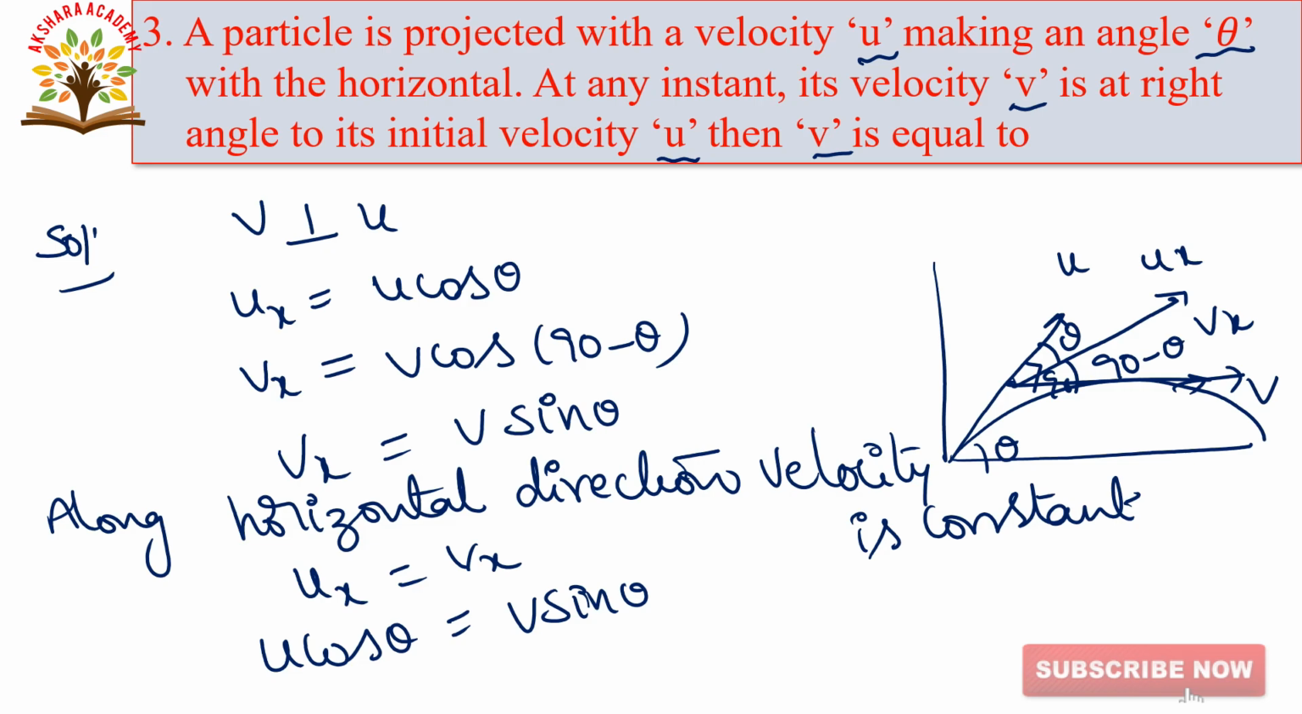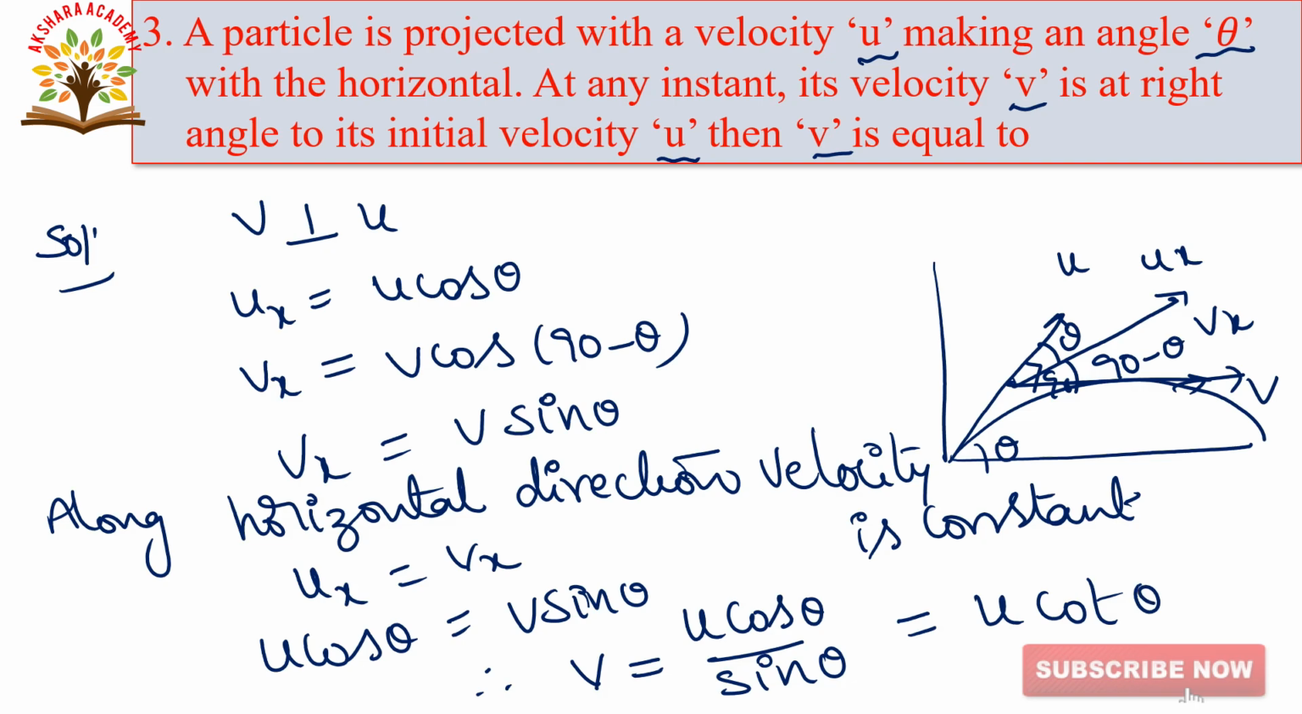So from this we are writing velocity v is equal to u cos theta by sin theta. Cos theta by sin theta is cot theta. So v is equal to u cot theta. This is the final answer. Okay. Next we will go to the next question.